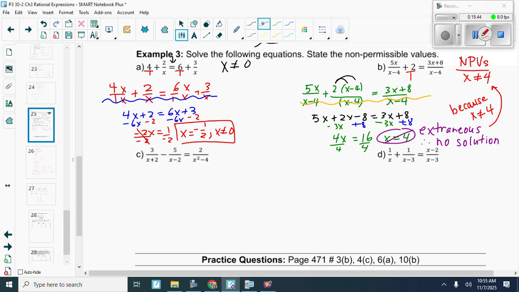Okay, we'll do one more in our notes, then we'll do some board work. So first thing you're going to do, you're going to factor. You're going to find your NPVs. You're going to do your common denominator.